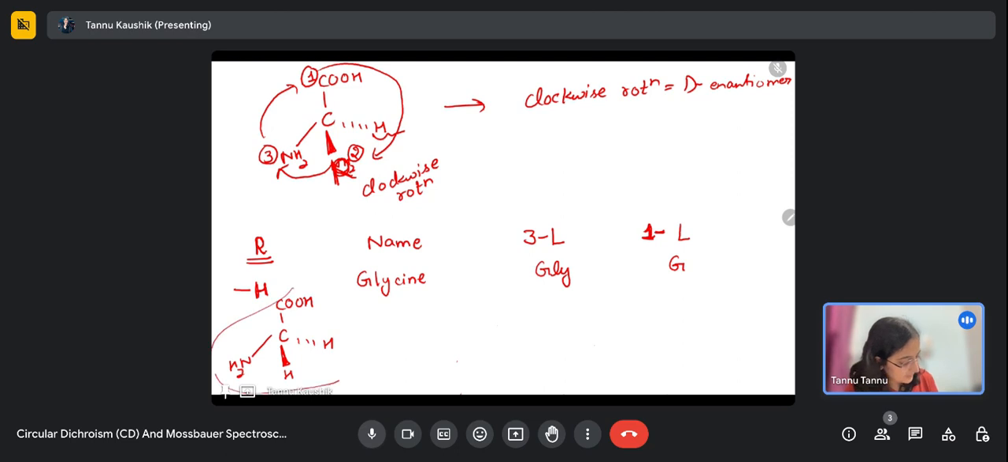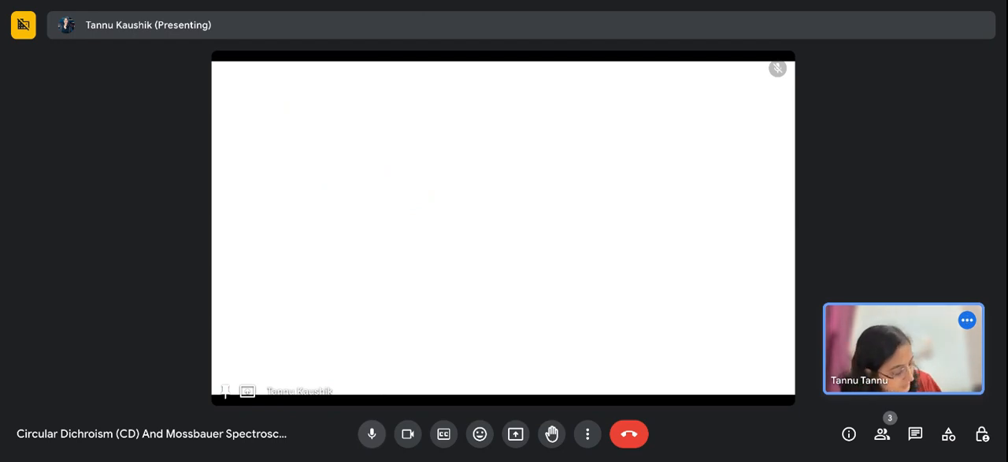Is this molecule chiral? No, because we have two similar substituents. So glycine is an achiral amino acid, the only achiral naturally occurring amino acid. Now the next is, if R is equal to CH3, then the name of the amino acid is alanine, and the three letter code for this is ALA, and the one letter code is A.